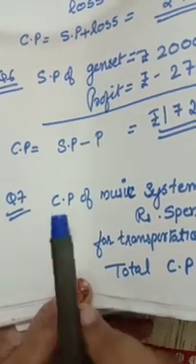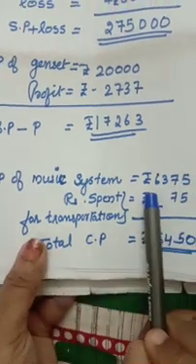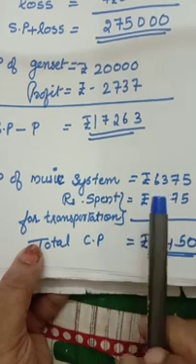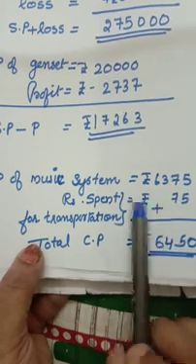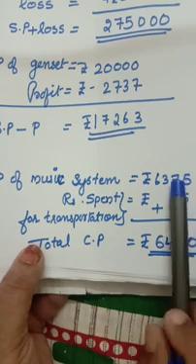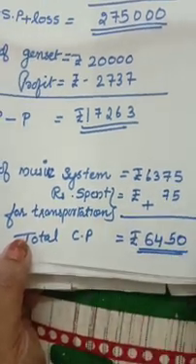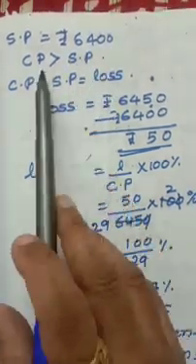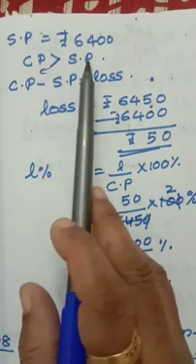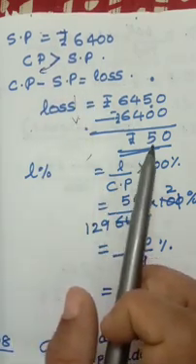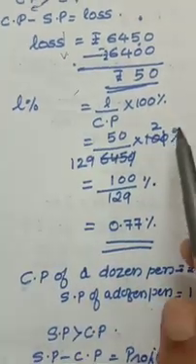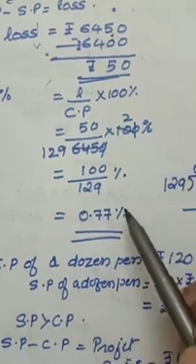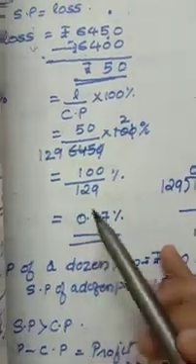Question number 7, CP of music system and rupees spent for transportation. That also you are giving money for transportation, so both you have to add, then only you will get the total CP. Then SP 6400 given. See, CP is greater than SP, so you will get a loss only. Okay, rupees 50 loss, percentage formula. You apply it in this formula, this value will be 0.77 percentage. Clear? See, 100 divided by 129.